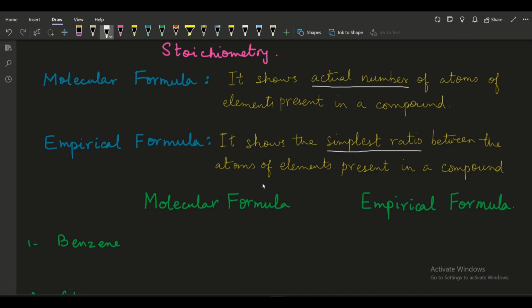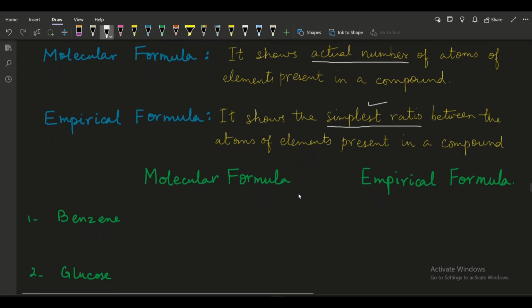in a compound. Okay, so that's the major difference between a molecular formula and empirical formula, that a molecular formula gives you the actual number of all the atoms which are present in a compound, whereas empirical formula gives you the simplest ratio between the atoms of elements which are present in a compound. Now you can understand this with the help of different examples.